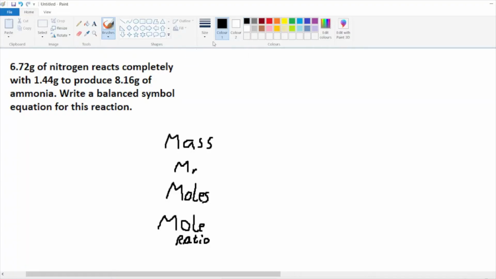So what's nitrogen going to be? Well, be careful. Again, coming from the last video, check. Is it a metal or a non-metal? Nitrogen is a non-metal from group 6.